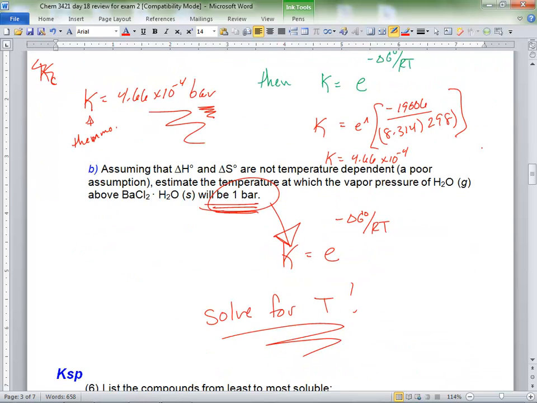Plug in the 4.66 times 10 to the negative 4 for K. No, K is 1 bar. If you plug in the 4.66 times 10 to the negative 4, you're going to get 298 for T. They want to see what the new T is going to be. So plug in the same number for delta G, same number for R. Take the natural log for the next one. Natural log.